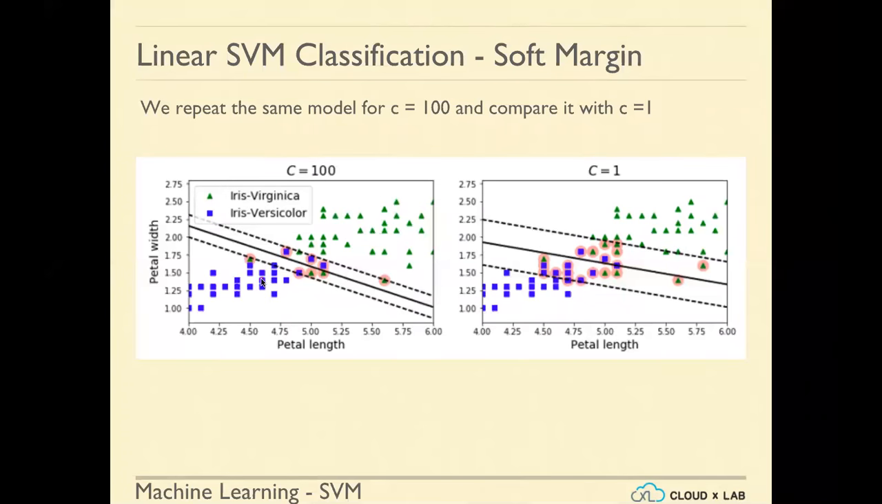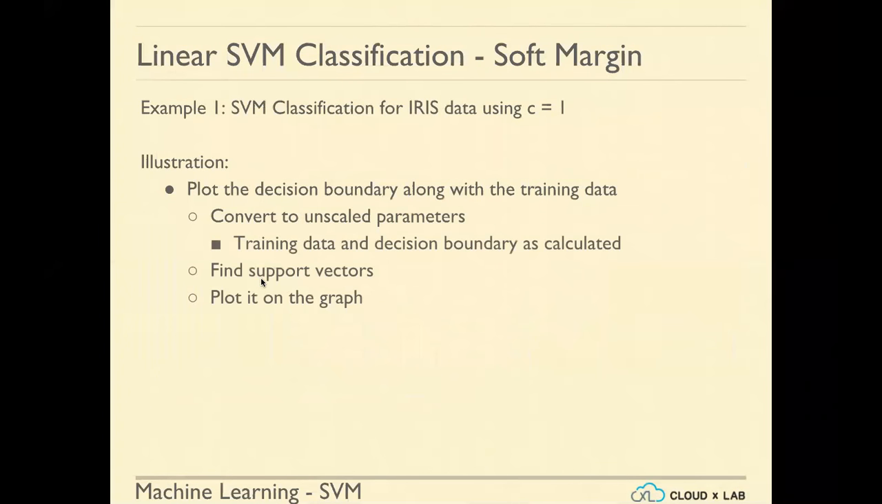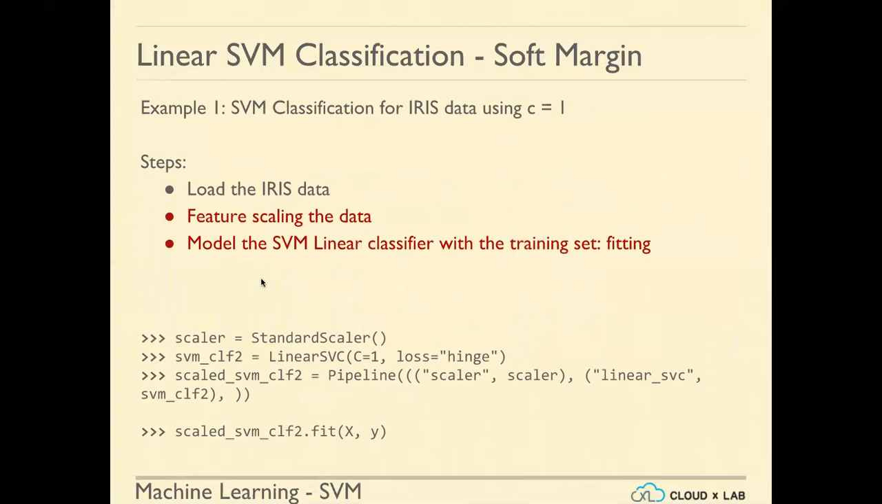A question from Vinta: which scalar are we using? Let me just show you. We are using standard scalar, not normalization. We are using the one with standard deviation.